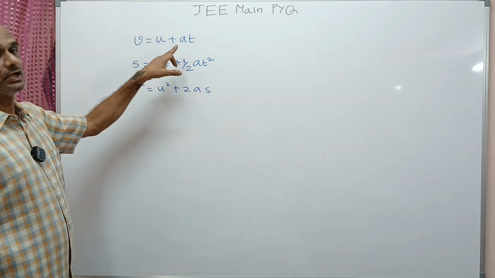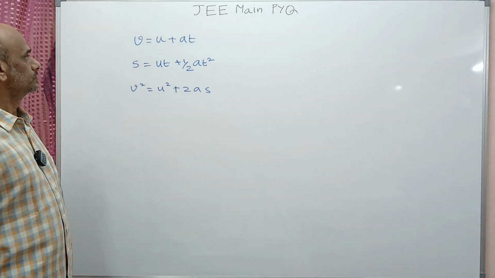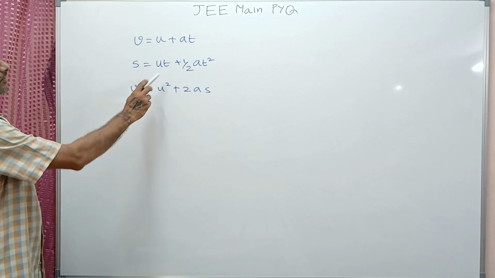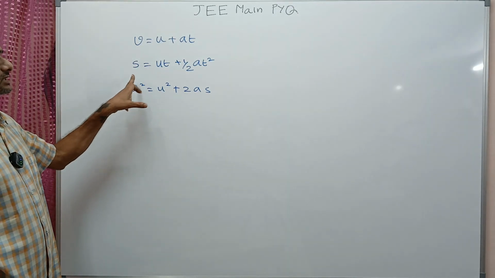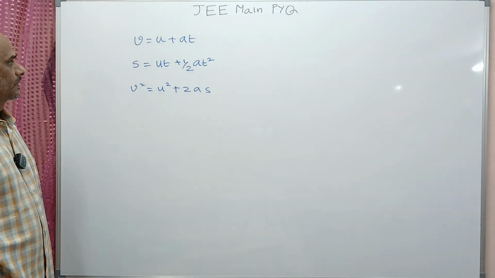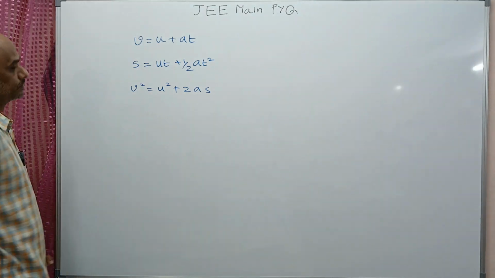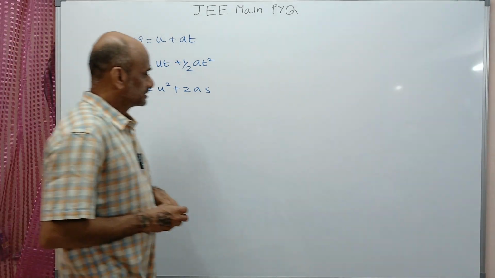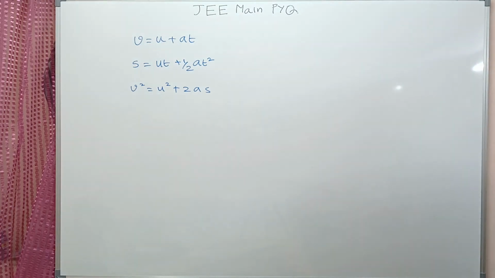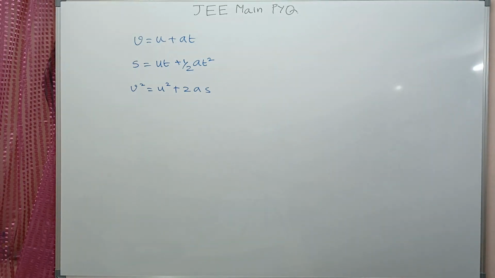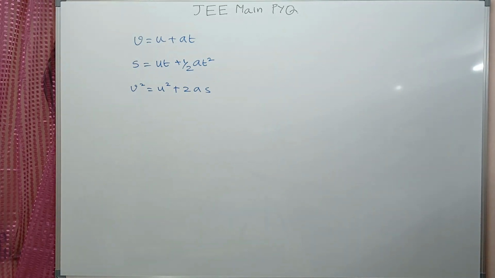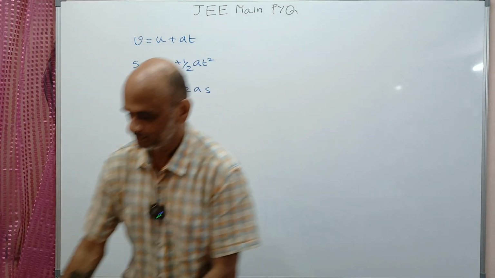So in this, if you put t equal to 0, the velocity is u. Here, if you put the initial time t equal to 0, the displacement is 0. And here, if you put the initial displacement as 0, then the velocity is equal to u. So these equations of motion, are they valid in all instances, or do we need to make some modification? Let me take a simple example.